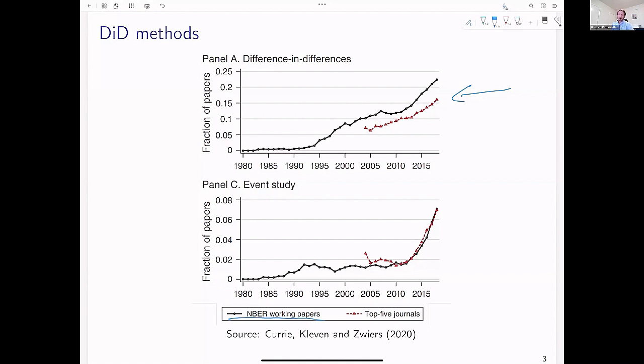So NBER working papers are a very popular repository for working papers, one of the most prestigious ones, I would say. And then the second line is just the papers in top 5 journals in economics. Okay, so you can clearly see that starting, I guess, around 1994, maybe, could be Card-Krueger's paper, this shows a pretty clear increasing trend, or a pretty clear increase.